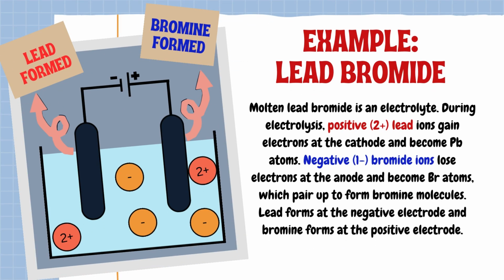Lead bromide. Molten lead bromide is an electrolyte. During electrolysis, positive lead ions gain electrons at the cathode and become Pb atoms, and negative bromide ions lose electrons at the anode and become bromine atoms, which pair up to form bromine molecules. So lead forms at the negative electrode and bromine forms at the positive electrode.